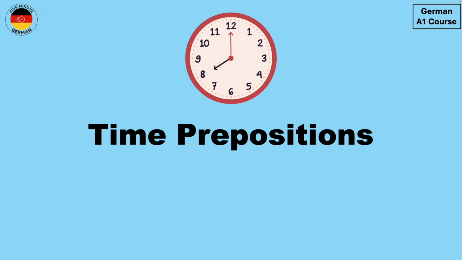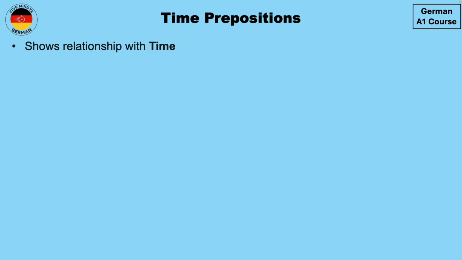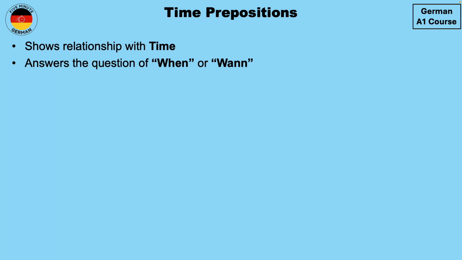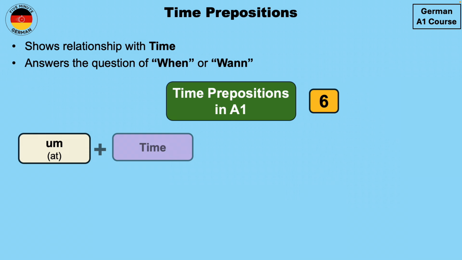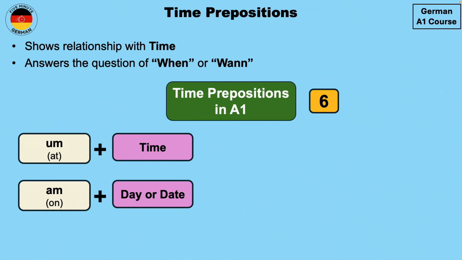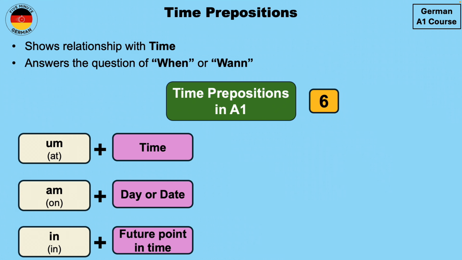So what are time prepositions? Time prepositions are words which show the relationship of something with time. And these are used to answer the question of when, or as it is called in German, wann. So in German A1, there are a total of 6 time prepositions that you have to learn. The first one is um, which means at, and it comes before the time. The next one is am, which means on, and this comes before a day or date. Then we have in, which means in, and it is used when we are talking about the future.